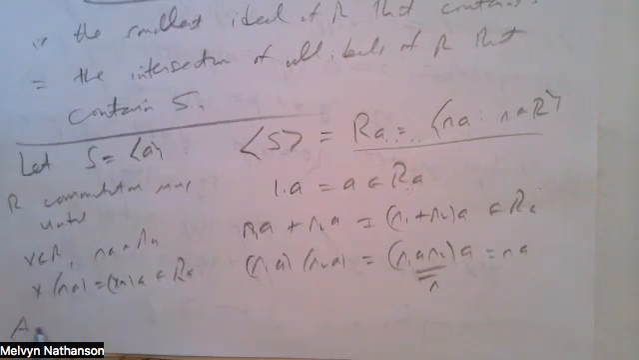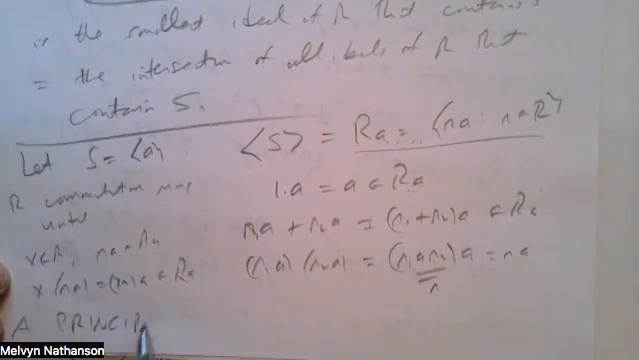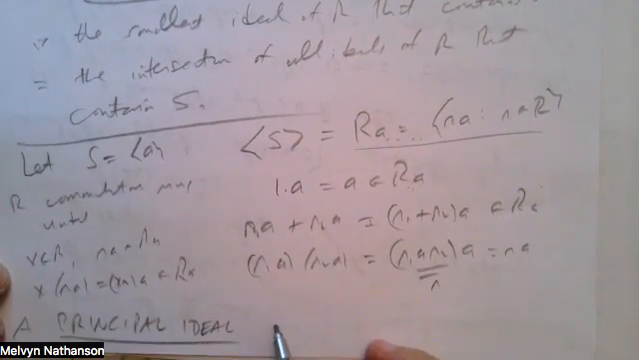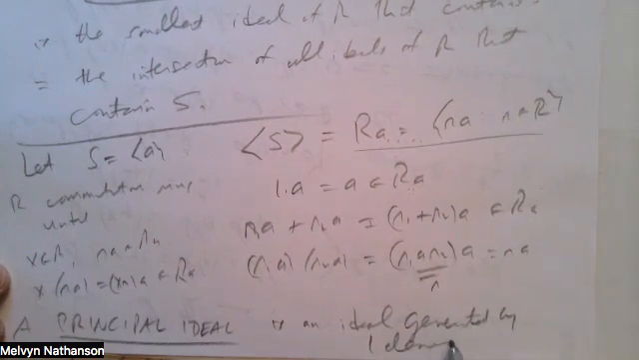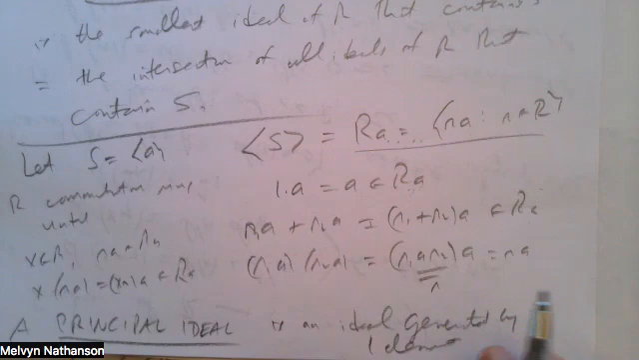So this is really the simplest ideals there are, an ideal generated by a single element. And such an ideal is called principal. So a principal ideal is an ideal that's just generated by one element. And some rings have the property that every ideal is a principal ideal.